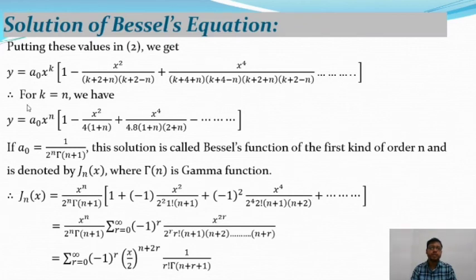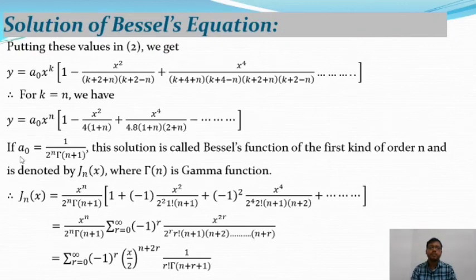And for k is equal to n, we have y is equal to a0 into x to the power n. When we put k is equal to n in that series solution, we get y is equal to a0 into x to the power n into 1 minus x square by 4 into (1+n). When we put k is equal to n in that equation we will get this one, plus x to the power 4 by 4 into 8 into (1+n)(2+n), and up to infinity.